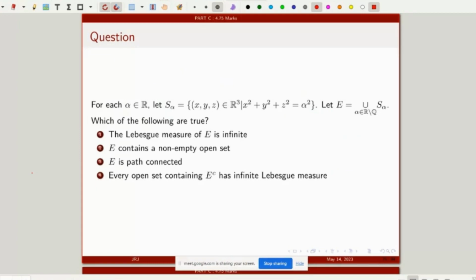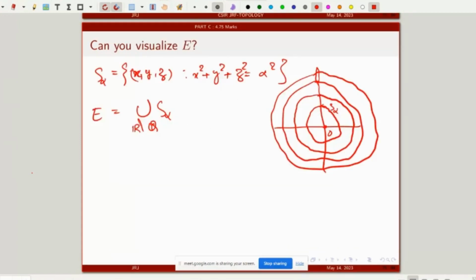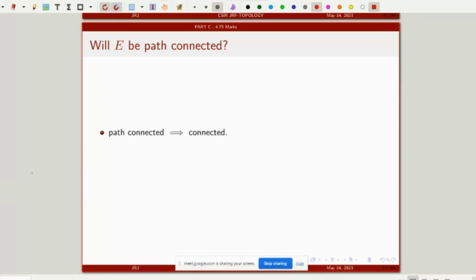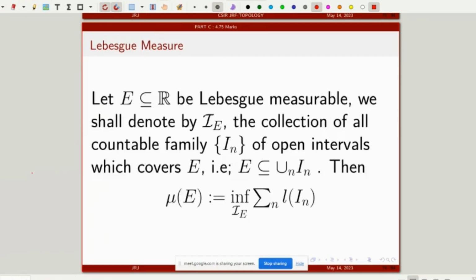Now, what will be the Lebesgue measure of E? We have to check what is the Lebesgue measure. What is the definition of Lebesgue measure? Lebesgue measure is the infimum of the Lebesgue outer measure. You will be familiar with it: E is contained in a cover, a union of intervals, and we take the infimum of all those summations of lengths. So this is how we define the Lebesgue measure.